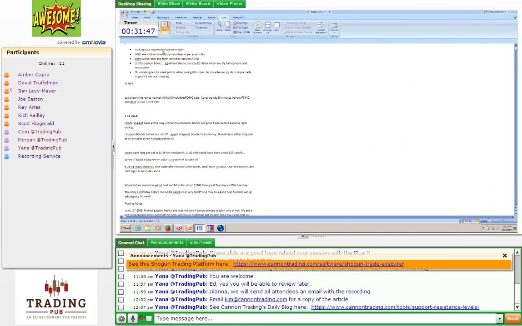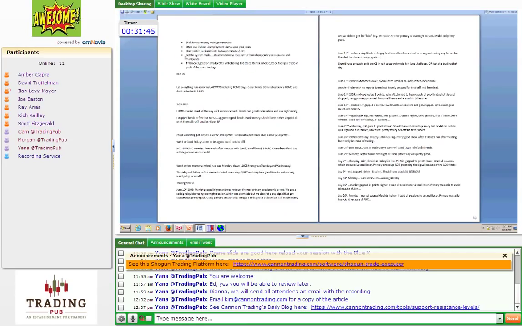Green. Okay, we'll go with this. So here's what I wrote, and I'll update it once in a while. Stick to your money management rules. Then I'm talking a little bit more specific about using volume bar charts on unemployment days rather than time charts.